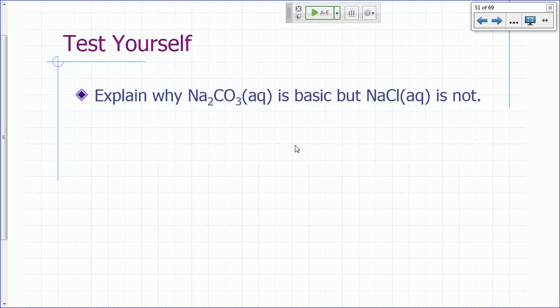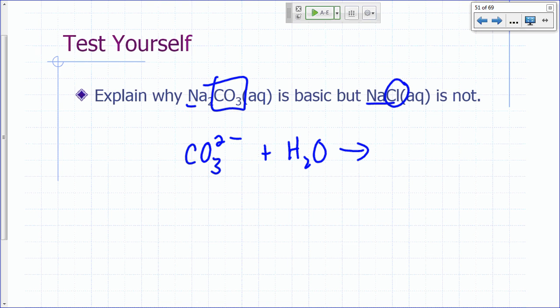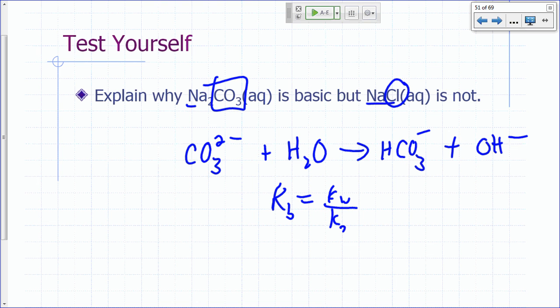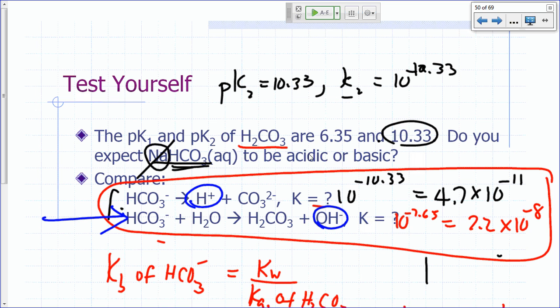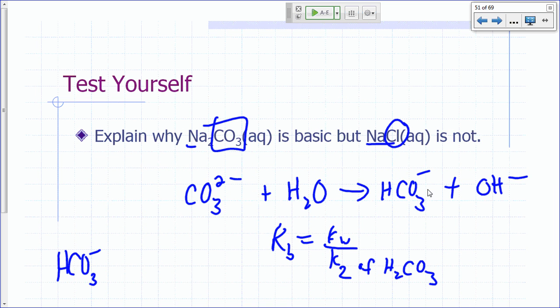So why is sodium carbonate basic but sodium chloride is not? They both have sodium, so the difference must be in the carbonate and the chloride, right? So what do we know about carbonate? If you want to explain why it's basic, you have to write a reaction that shows it forming hydroxide. So it has to pick up a proton from water, which gives you HCO3 minus plus hydroxide. Okay? And so what's the Kb for that? Actually, we have the Kb. It's going to be equal to Kw over the K2 of carbonic acid. Why K2? Because K2 of carbonic acid is the Ka of HCO3 minus. So we have that earlier. K2 is 10.33, okay? So that's 10 to the negative 14 over 10 to the negative 10.33.